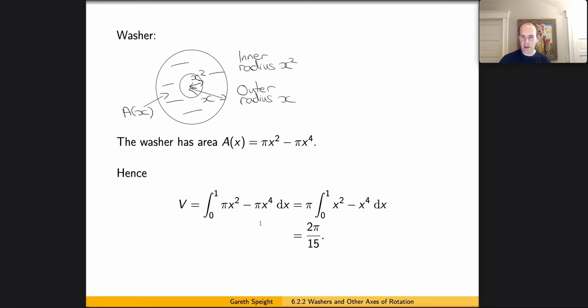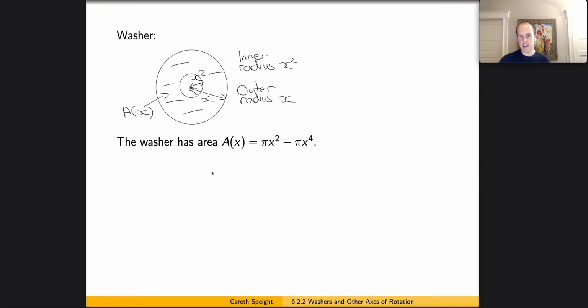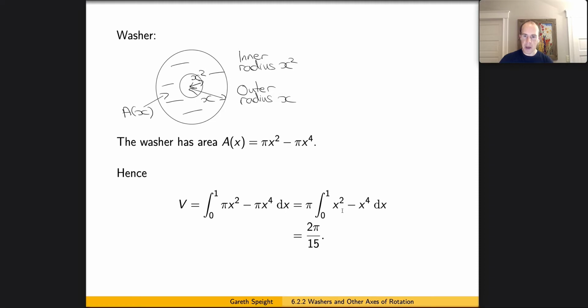And then once we find the area of the cross section, it's the same story as before. We just have to integrate the area of the cross section. So in this case, we're integrating from x equals 0 to x equals 1. That's when the region starts and ends. So we integrate from 0 to 1, our A of x, our cross section. We pull out the pi. We have to integrate x squared minus x to the 4. Antiderivative will be x cubed over 3 minus x to the 5 over 5. We plug in 0 and plug in 1, take the difference, find the common denominator. The answer in the end will be 2 pi over 15.